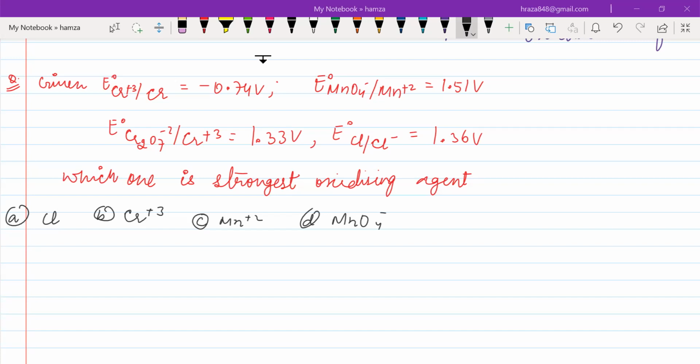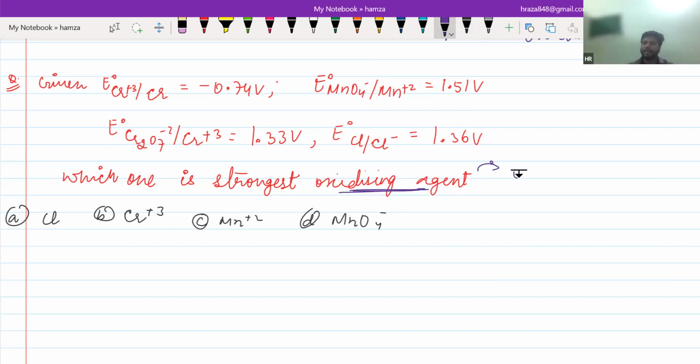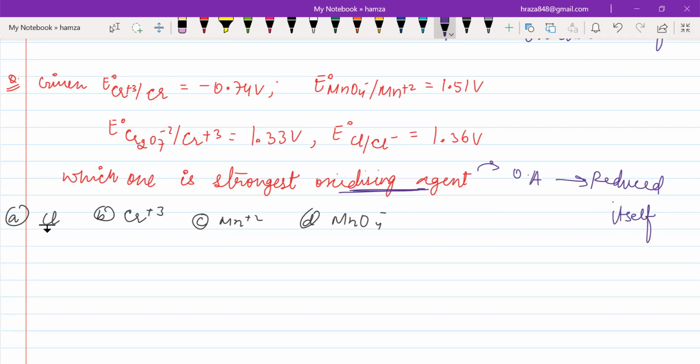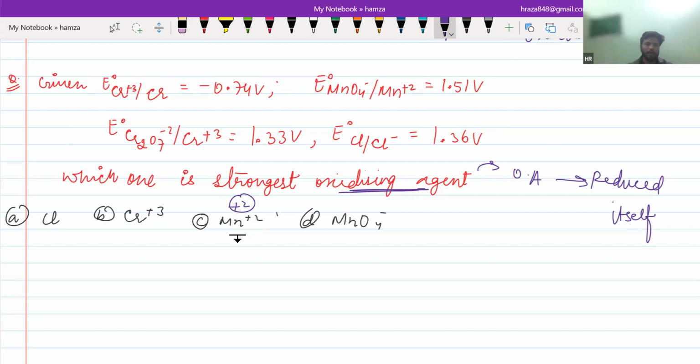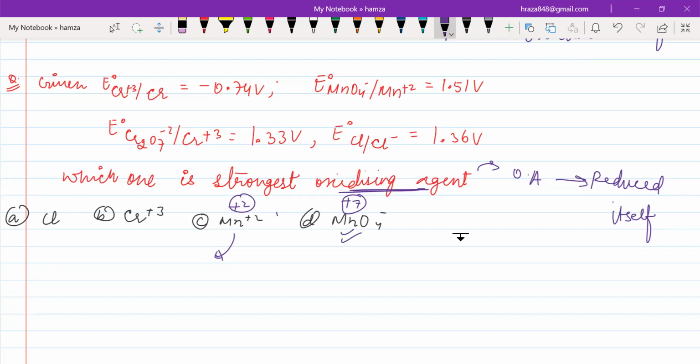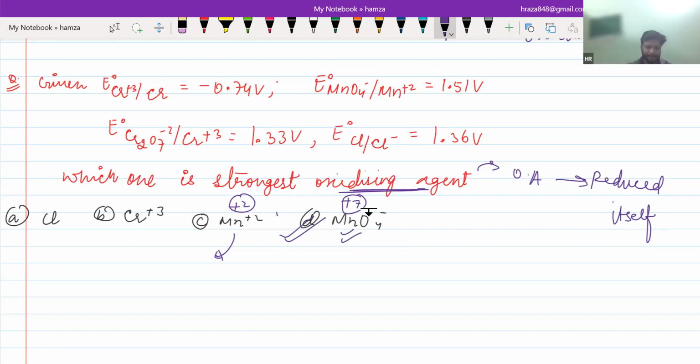Sir, isn't Mn+2 and MnO4 minus in the same? No, since it is asking for the oxidizing agent, that means it reduces itself. Yes or no? Yes, sir. So you have to be careful. Here the oxidation state is plus 2, can it reduce itself? And here it is plus 7. So which one will reduce itself? Plus 7, D. So the answer will be D.